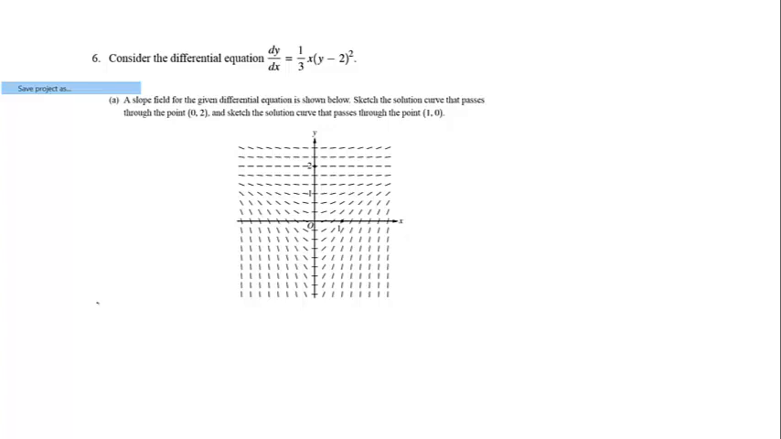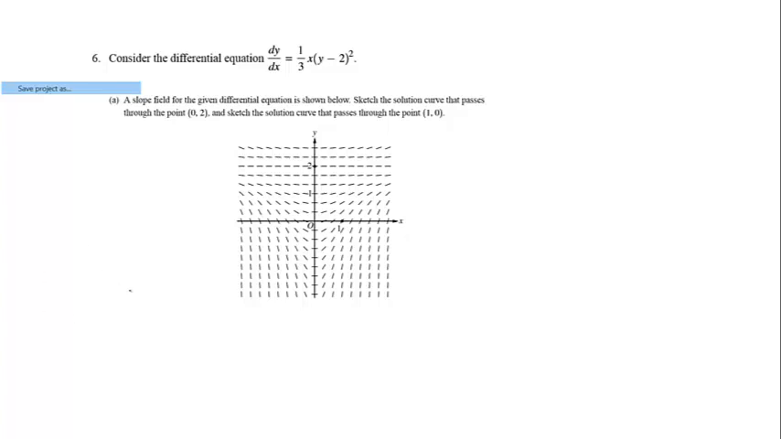Alrighty, problem number 6 is also a non-calculated problem. Consider the differential equation dy/dx equals 1/3 x times the quantity y minus 2 squared. A slope field for the given differential equation is shown below. Sketch the solution curve that passes through the point (0, 2), and sketch the solution curve that passes through the point (1, 0).